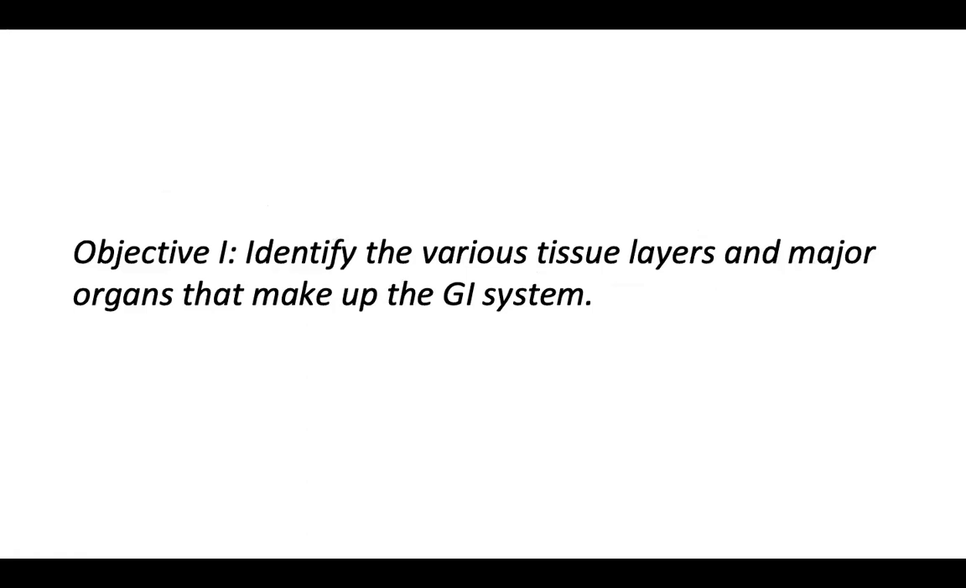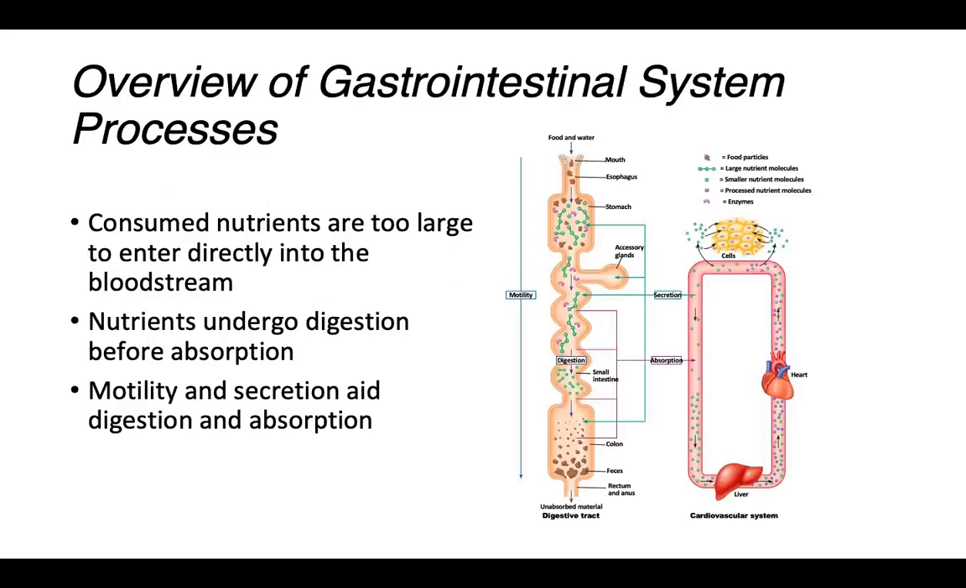So our first objective here is to identify the various tissue layers and major organs that make up the GI system. So again, this is pretty much an overview from your gross anatomy structures. We're going to start right at the mouth and go all the way down to the anus and talk about all the structures that are involved, what their role is in terms of aiding with this absorption, which is the main function of the GI system.